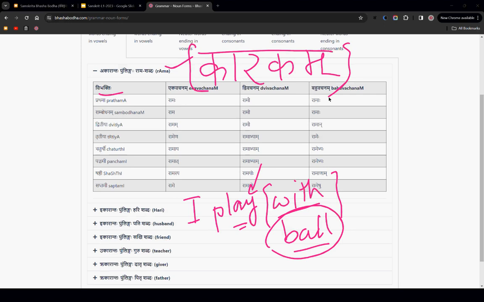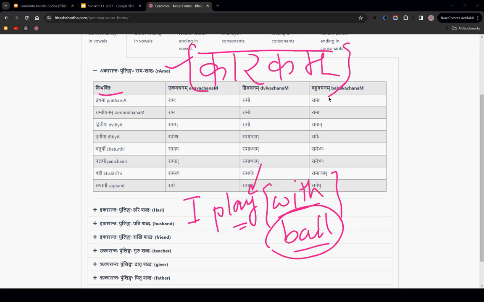Karana, just Karana Karaka. Karana literally means instrument. Karana Karaka means instrument. That's the equivalent name also in Sanskritam. If it is Karana Karakam, that means somebody is playing with a ball. In Sanskritam it translates to Aham Kandukena Kridami. Kandukena is a Tritiya.